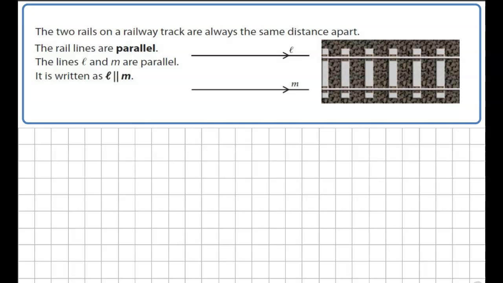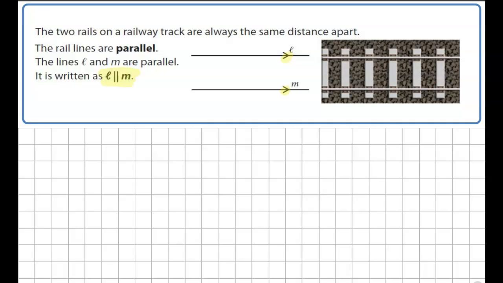Looking at parallel lines, two parallel lines never cross each other were you to extend them beyond. You often show this using little arrowheads on the diagram, and that shows that two lines are parallel. If you wanted to say that L and M were parallel to each other, we would use this notation here, where you have two vertical lines. This means L is parallel to M.